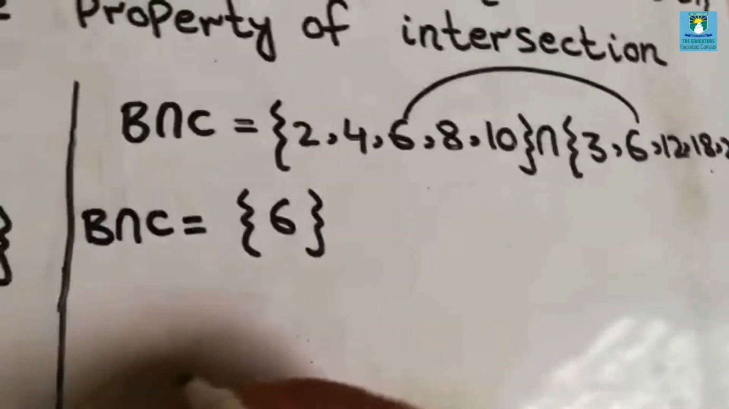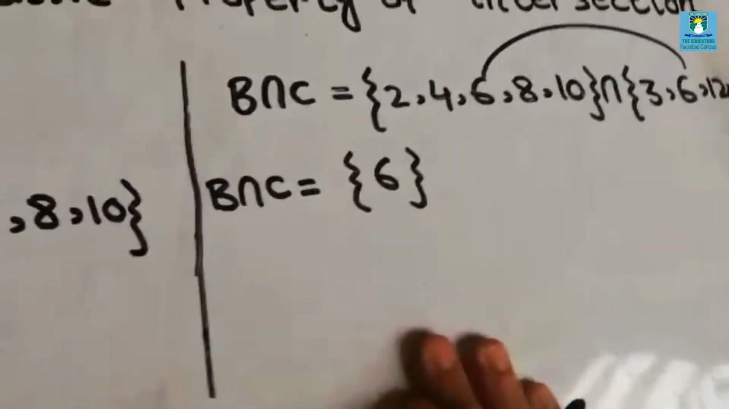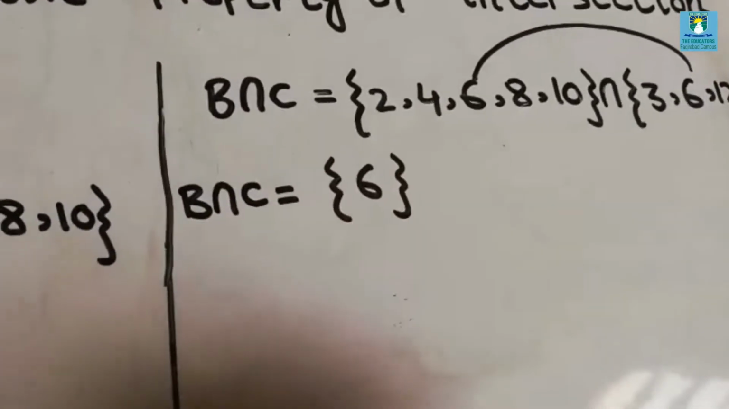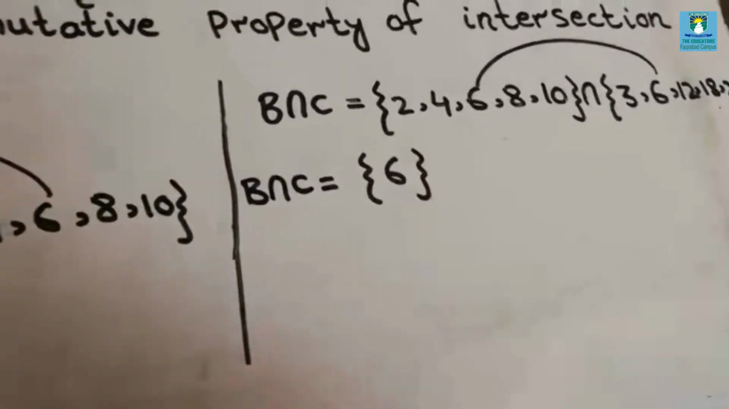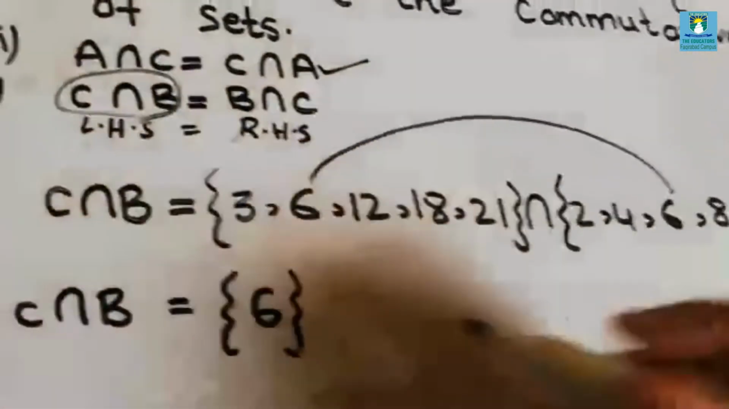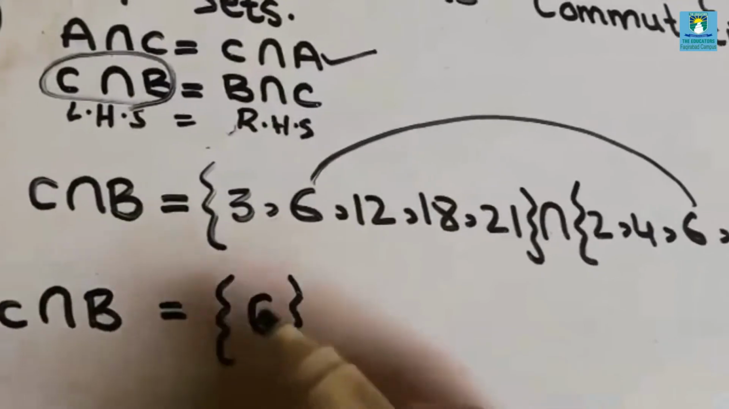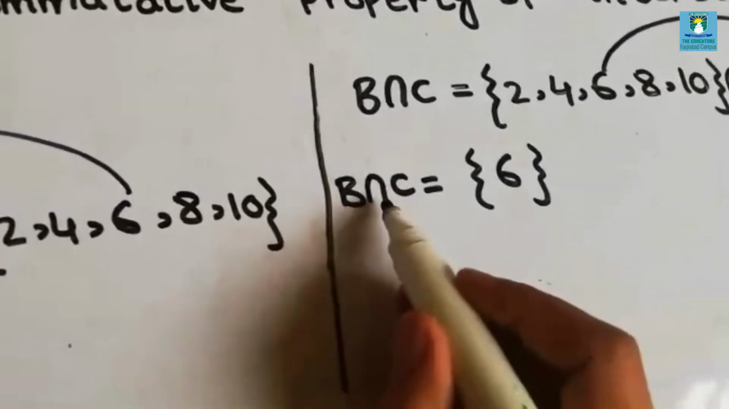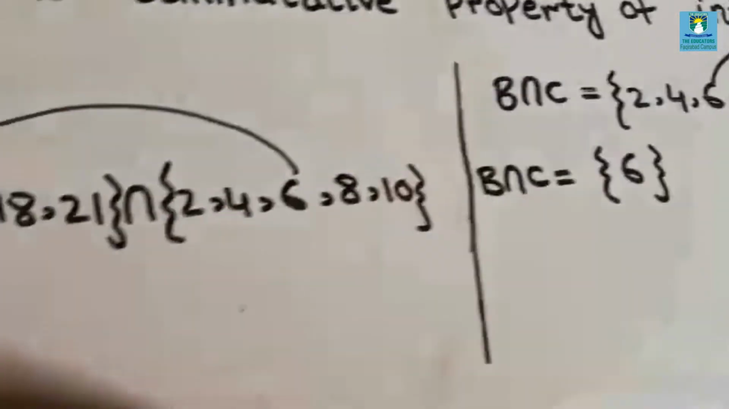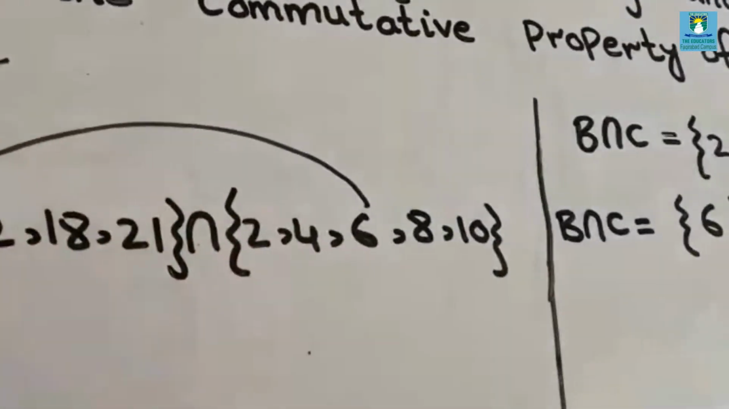So students, it proves that left hand side is equal to right hand side. Look at here. C intersection B is equal to 6 and B intersection C is equal to 6. They are common, so they are equal.